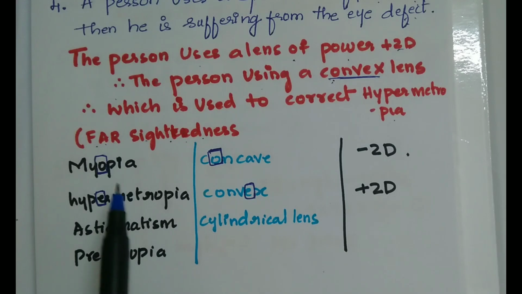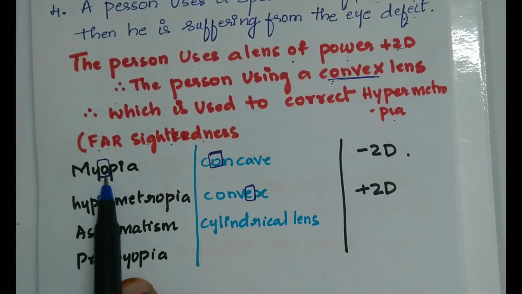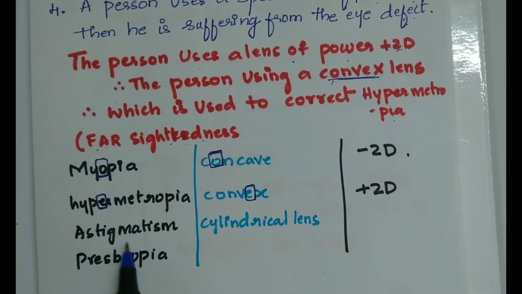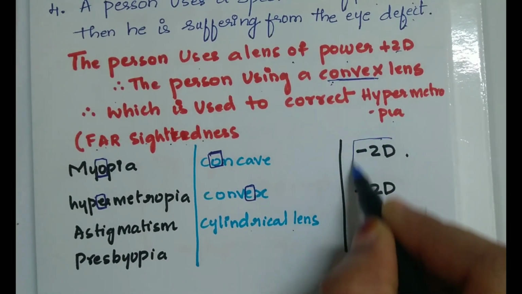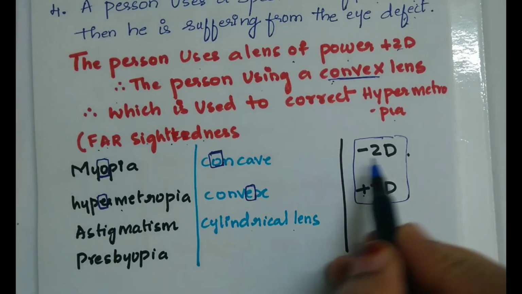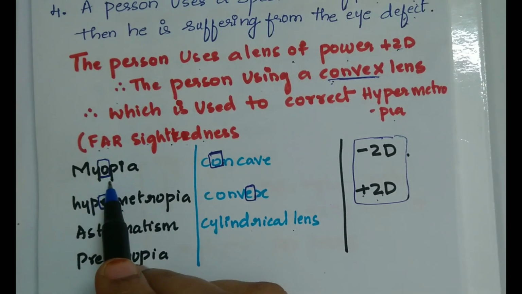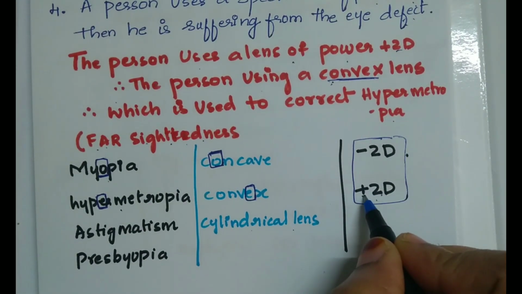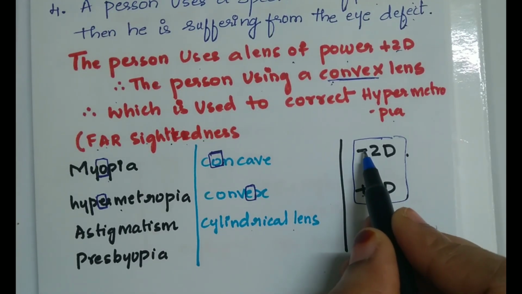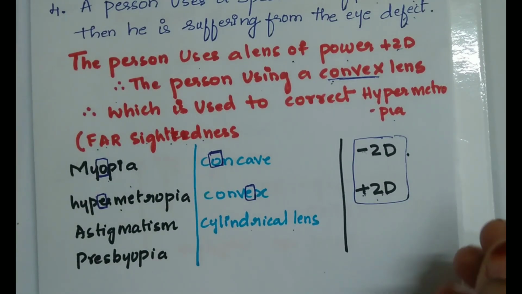Here there are certain relationships you need to remember. To correct the defect of myopia, a concave lens is used, and for hypermetropia, a convex lens is used. For astigmatism, cylindrical lenses are used. This is the trick you can remember: if it is plus 2D, then it is hypermetropia. If it is minus 2D, then it is myopia. So if the power is positive, it is hypermetropia; if the power is negative, it is myopia.